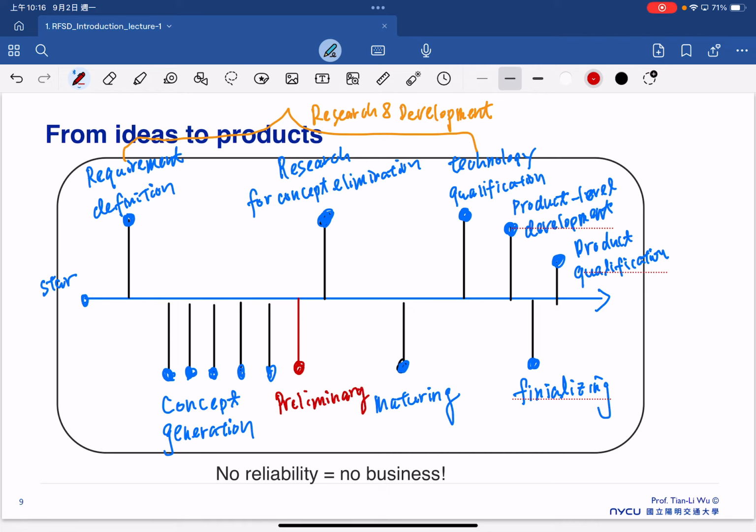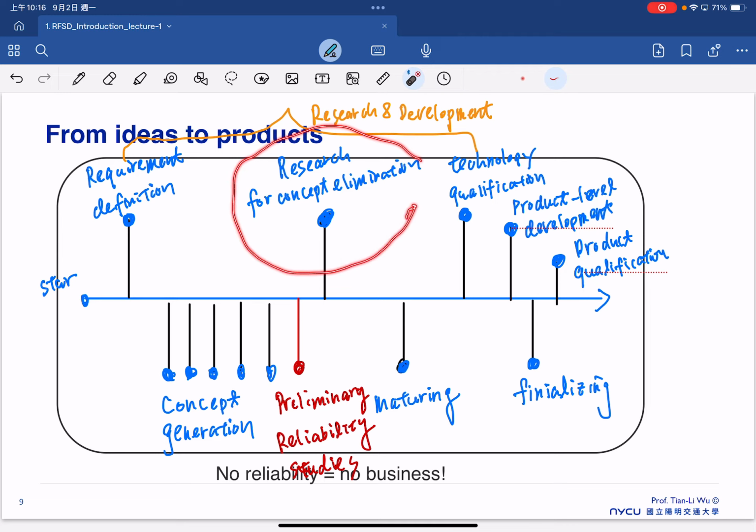reliability. So we will start to do the preliminary reliability research or study here. That means once you consider the preliminary reliability study, the concepts that you want to keep already exclude the concepts that can probably show instability issues. So this is crucial to guarantee that during your R&D phase, you already take into account the reliability issues.